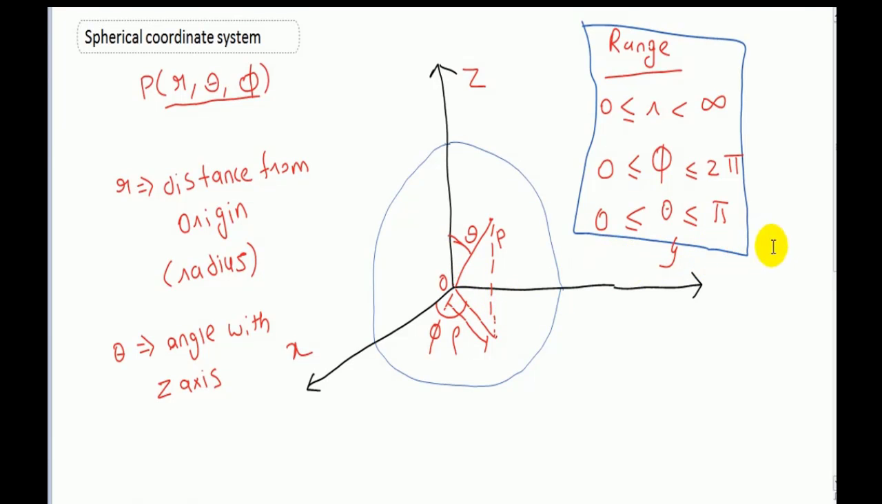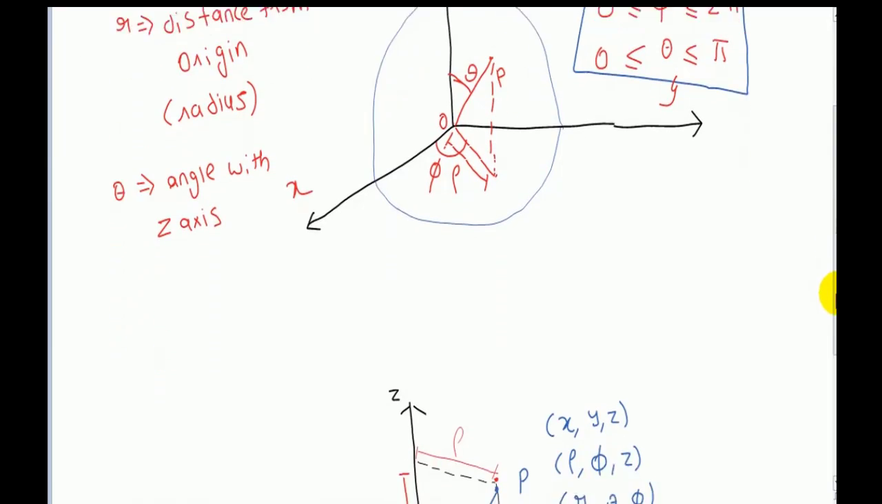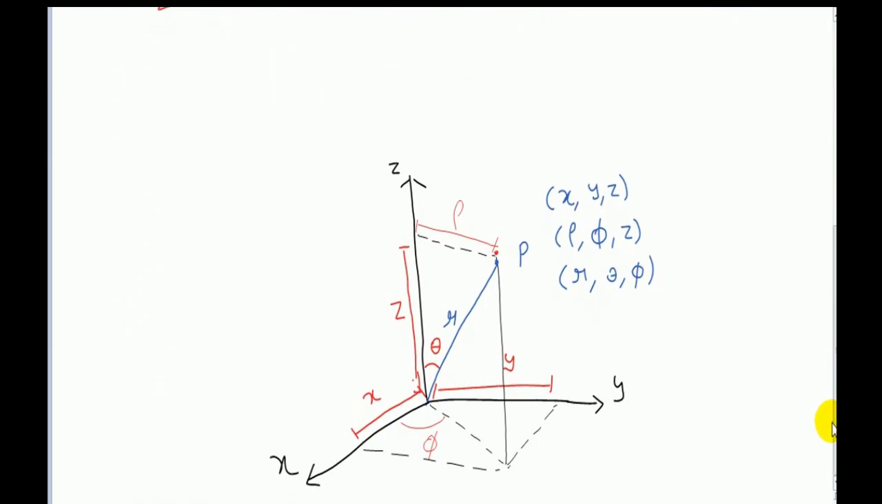Now if you want to find the relation of rectangular to cylindrical, or cylindrical to rectangular to spherical, or spherical to rectangular, or cylindrical to spherical or spherical to cylindrical, we can also do that. First we will do rectangular to spherical.